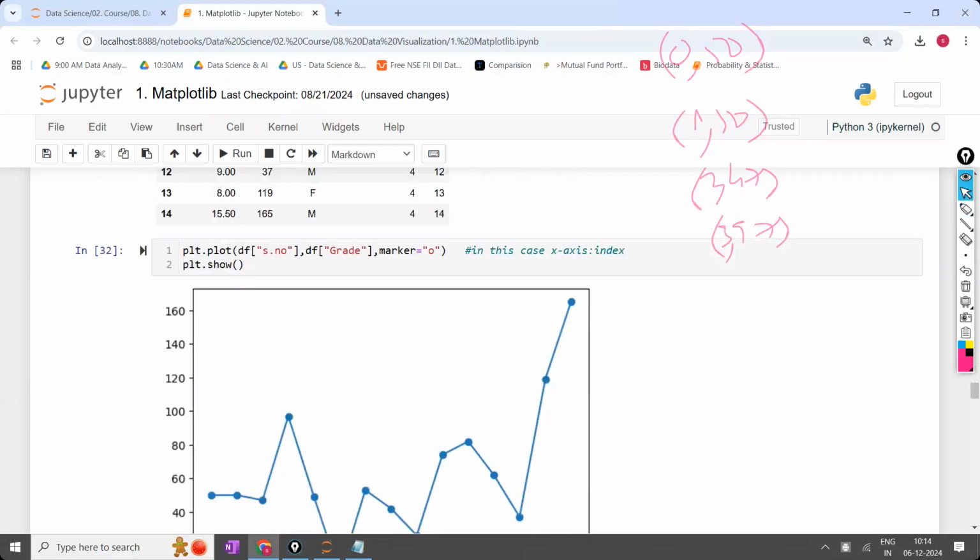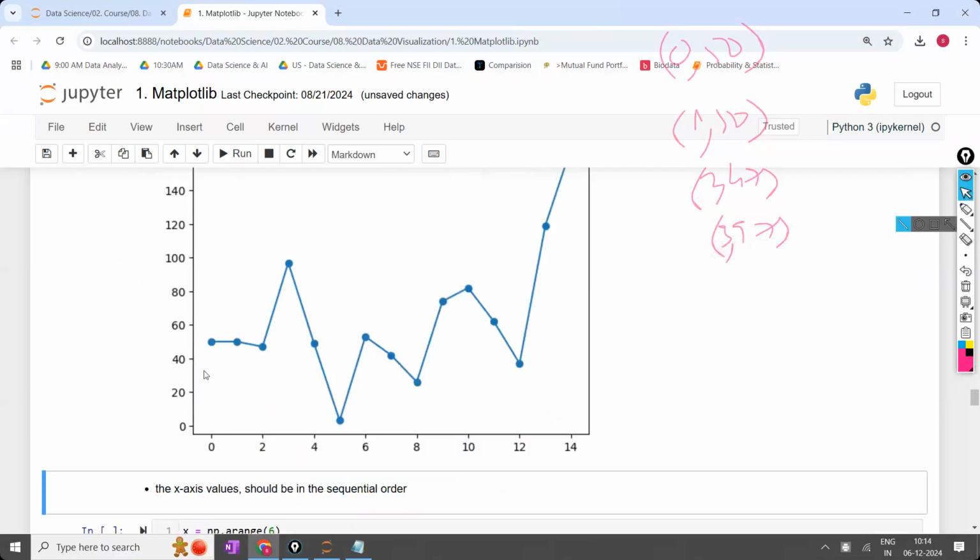You are getting it the same way. First one is 0, 50, followed by 1, 50. 2, 47. 3, 97. Like this one by one. One dot will be there, and one dot is attached to the next in sequential order. It is called a line plot. Everyone is clear? Line plot. Anyone has any questions on the line plot?